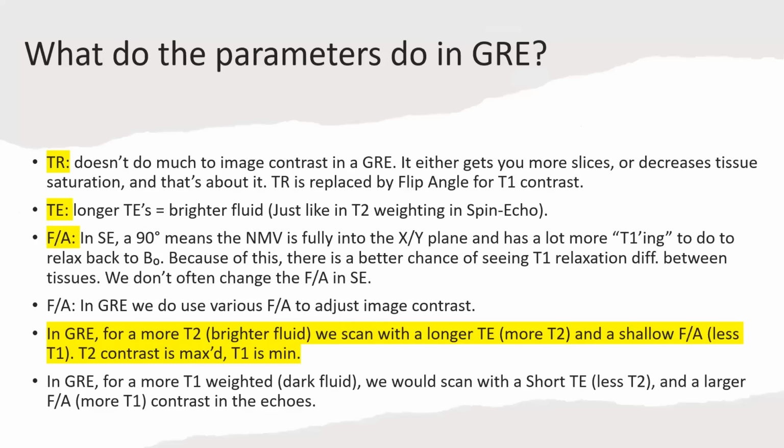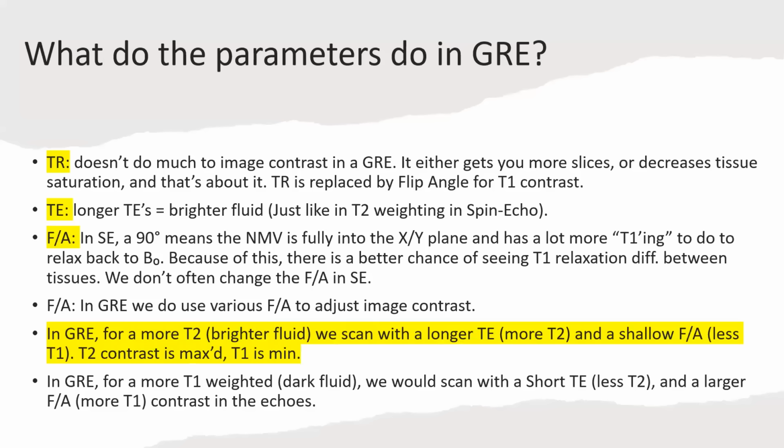So again, TR doesn't do much to image contrast in gradient echo land. It will give you more slices and or decreased tissue saturation, but that's about it. So TR has been replaced by flip angle for T1 contrast. I'll get to that in just a second. TE is TE. Long TEs, bright fluid. Short TEs, dark fluid. Flip angle in spin echo land is 90 degrees, unless otherwise specified.